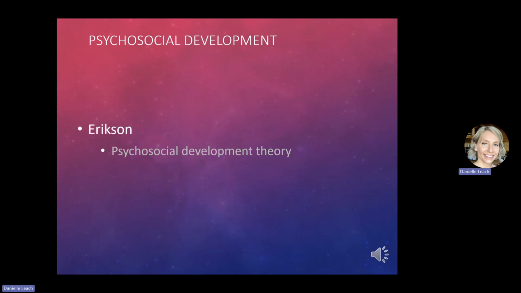Each stage has a crisis that exists. Basically, the person has to have healthy development during this crisis and sort of move on from it. So the person must master these crises to grow and progress to the next stage of development. An individual either meets the healthy needs or does not, and this could influence their social relationships.